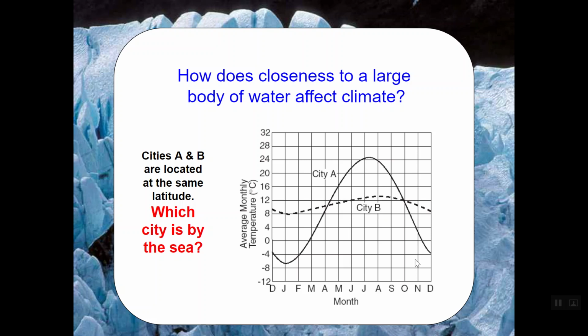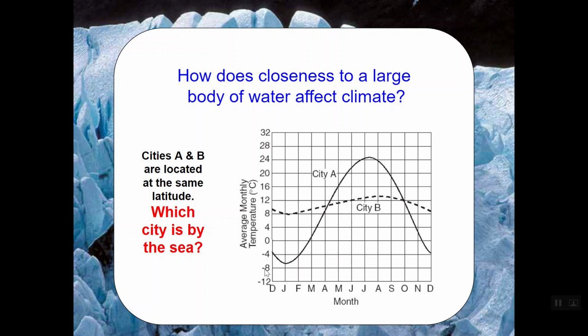Notice this graph, city A and city B. So which one is by the sea? And the answer, of course, would be city B because it is modulated. That body of water holds its heat, so it makes for a more mild summer and a more mild winter. Cooler summers and warmer winters.